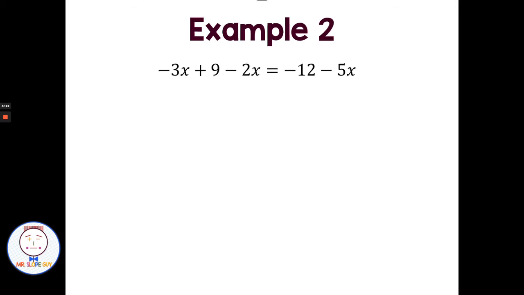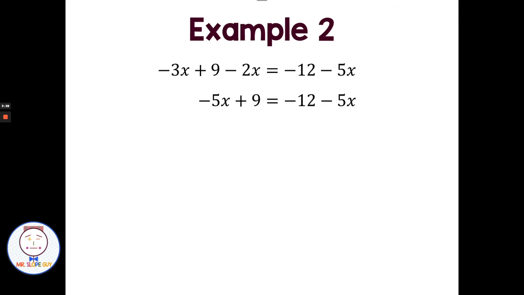All right, new example. We have negative 3x plus 9 minus 2x equals negative 12 minus 5x. I want to start this problem. I don't have any parentheses, so I don't have to worry about the distributive property, but I do have like terms. No like terms on the right side, but on the left side I have a negative 3x and a minus 2x. When I combine those together, I get negative 5x.